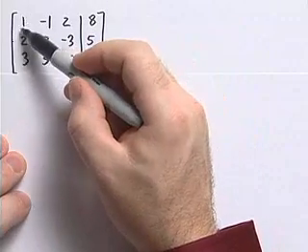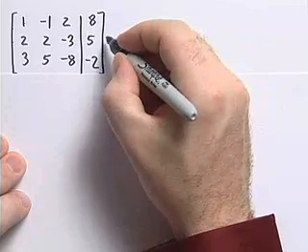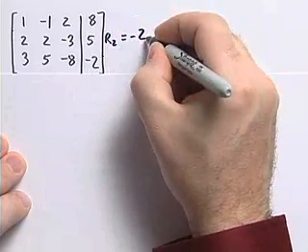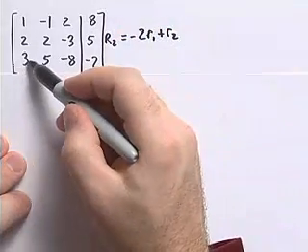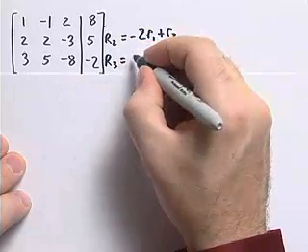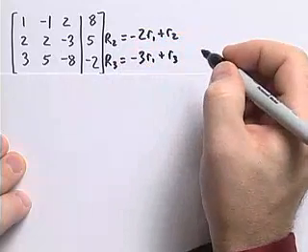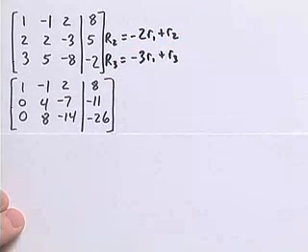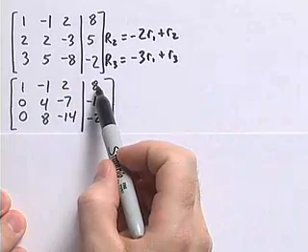After we get this 1 in the upper left corner, we'd like to get zeros underneath that. To do that, we're going to make our new row 2 equal negative 2 times row 1 plus row 2. And we want a 0 here, so we can change row 3 at the same time. Our new row 3 will equal negative 3 times row 1 plus row 3. If we perform those operations, we get the following matrix.